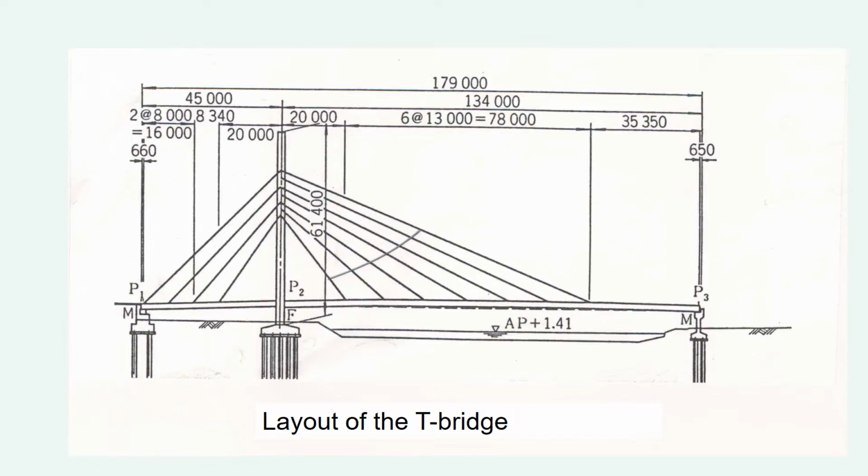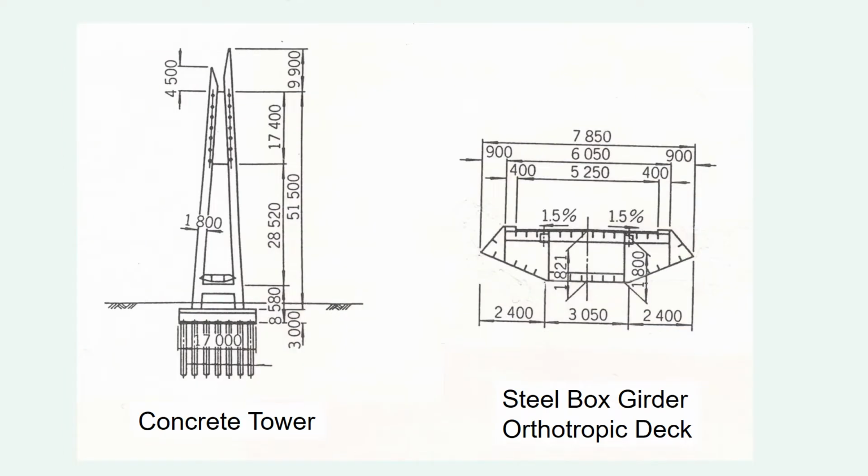The T-bridge has two continuous spans. The main span is 134 meters and the side span 45 meters. This is a fairly long pedestrian bridge. The tower is made of concrete, 61 meters high. The girder is a steel box girder with an orthotropic deck, 6 meters wide and 1.8 high. The bridge is long but has a narrow deck. Narrow and long is a key word of this dynamic problem.